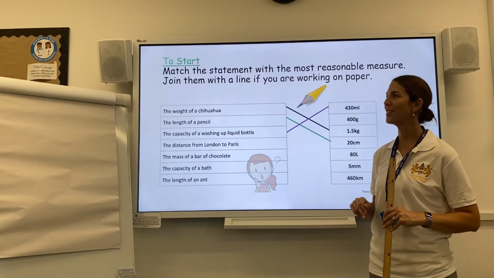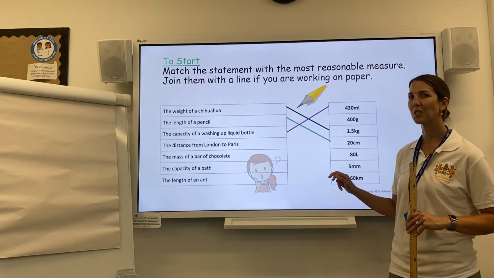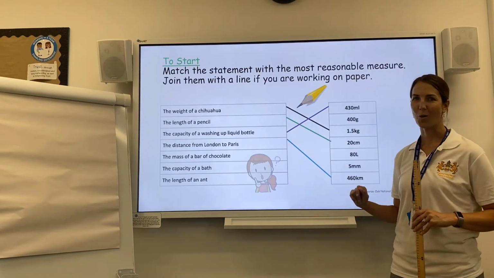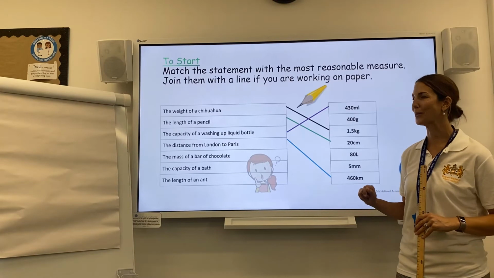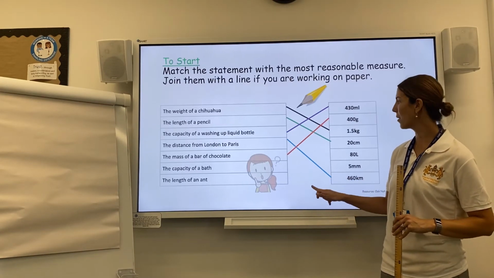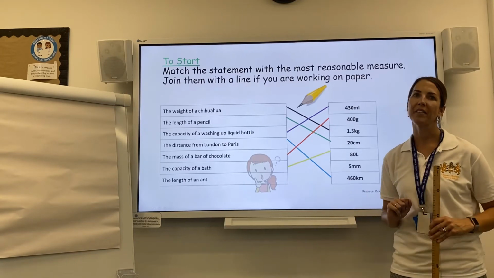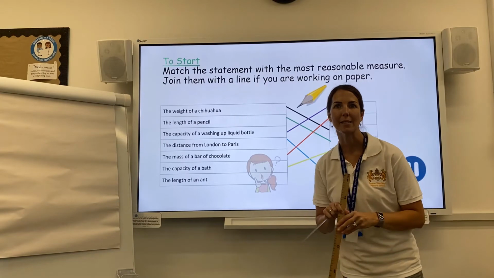Fantastic, 430 milliliters. The distance from London to Paris, did you get this one? 460 kilometers. The mass of a bar of chocolate, I think you all probably got this one correct, 400 grams. Capacity of a bath. And the very last one, the length of an ant. And this is really where our rulers and meter sticks come in as well.